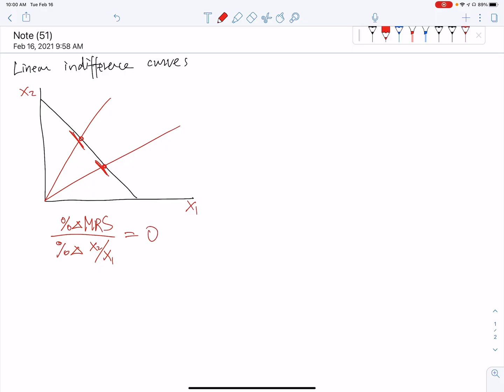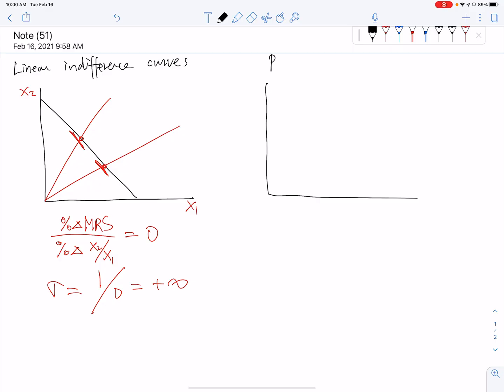So in other words, the elasticity is infinity. Okay, so this will be the elasticity of the linear indifference curve. And now, the perfect complementarity case. The indifference curve is going to look like that.